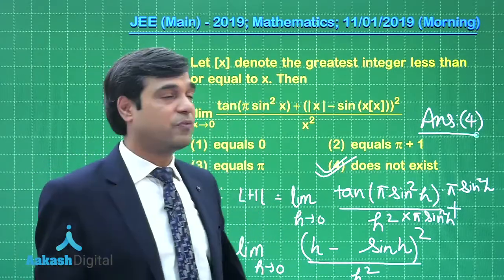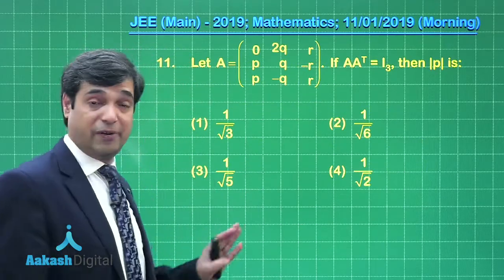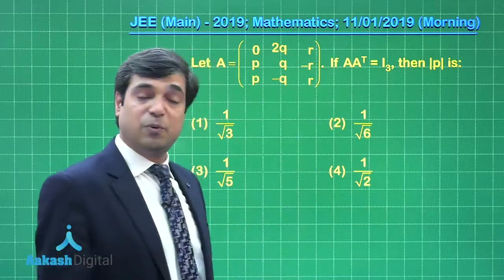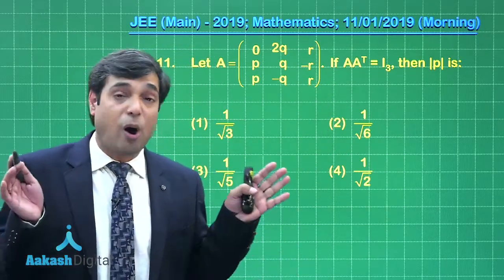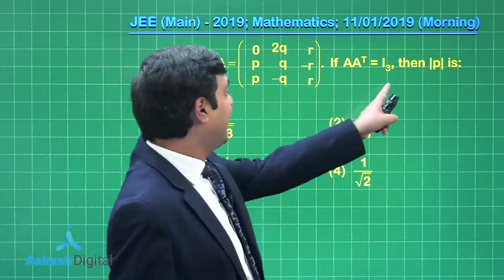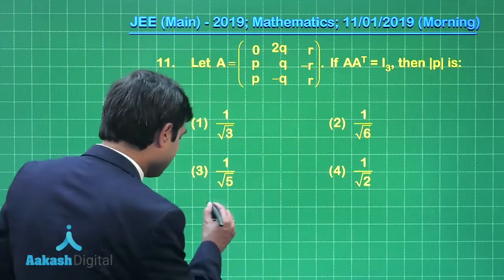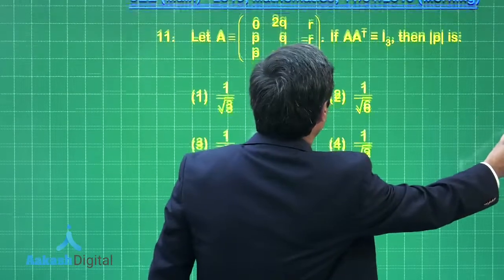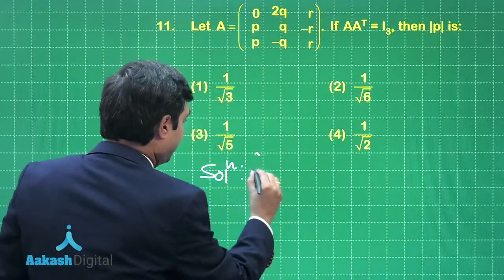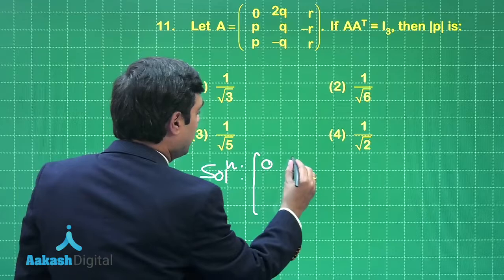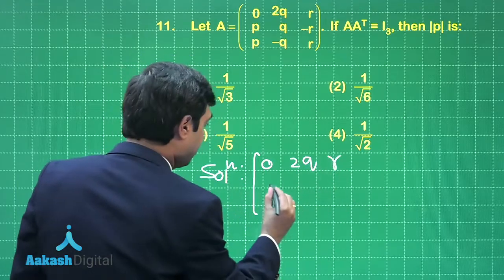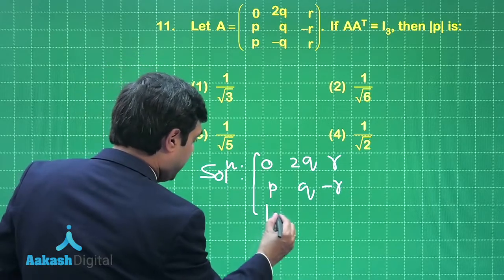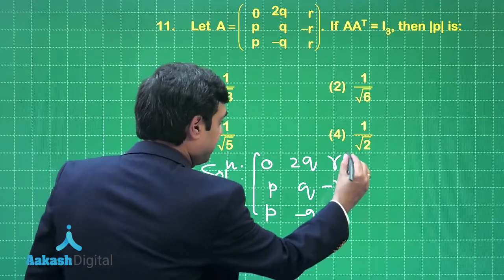Let us move on to the next question of this paper, that is question number 11. A matrix is given such that A transpose A is I3, that is they are saying it is an orthogonal matrix. Now, then mod p is, let us try this question. A into A transpose is I3. So, let us write down A first: 0, 2q, r; p, q, minus r; p, minus q, r.